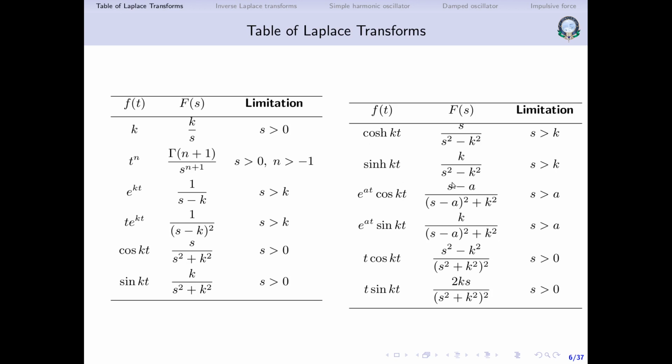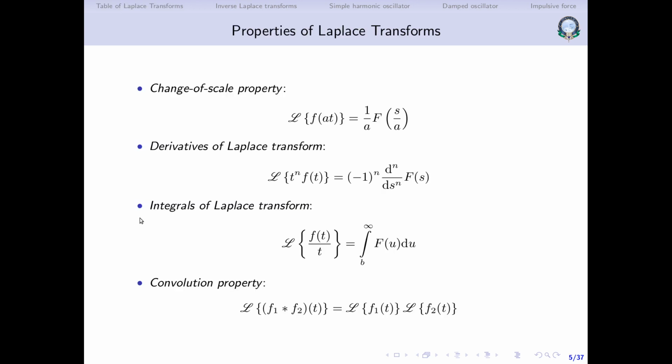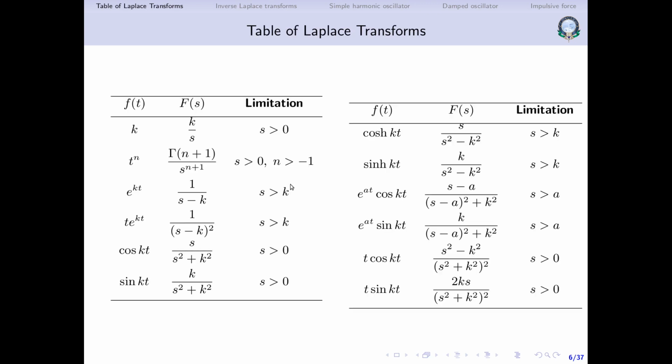We have already derived many of these, and then we have used some properties. For instance, in this case we had used the derivative of Laplace transform property to obtain this one. Similarly, we had used the same property to obtain this one using the cos and sine. So we can derive all of these results very easily, starting from a few basic functions.